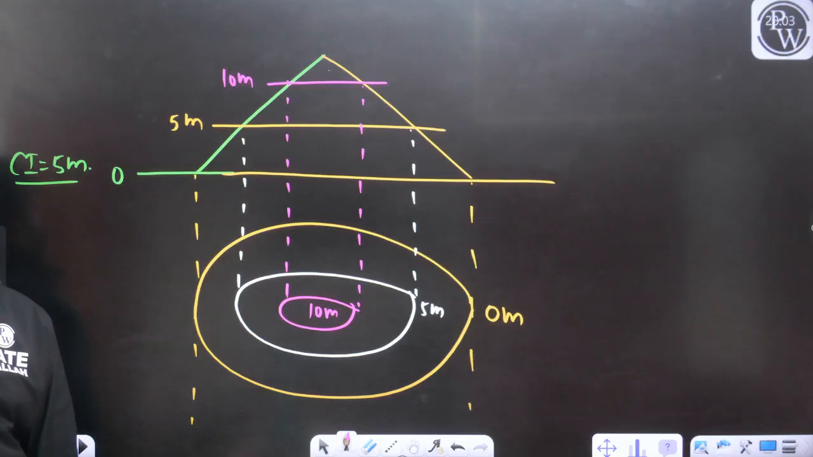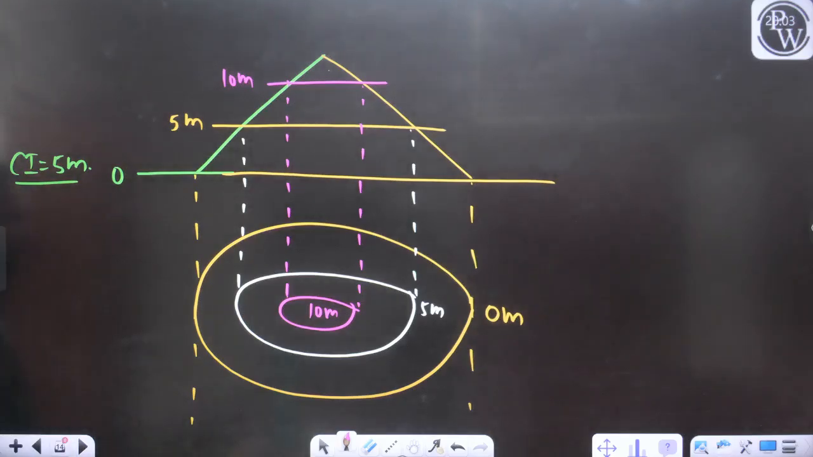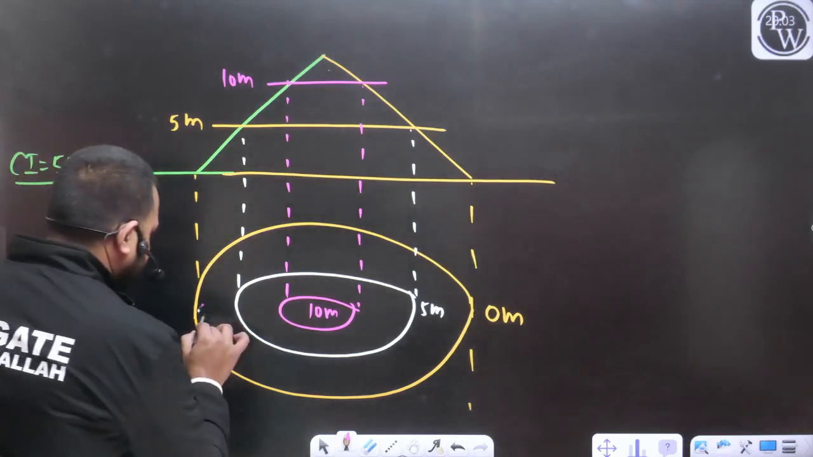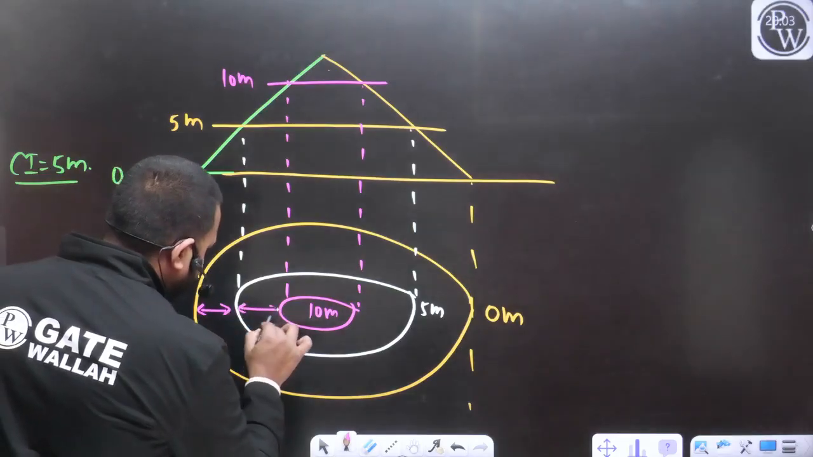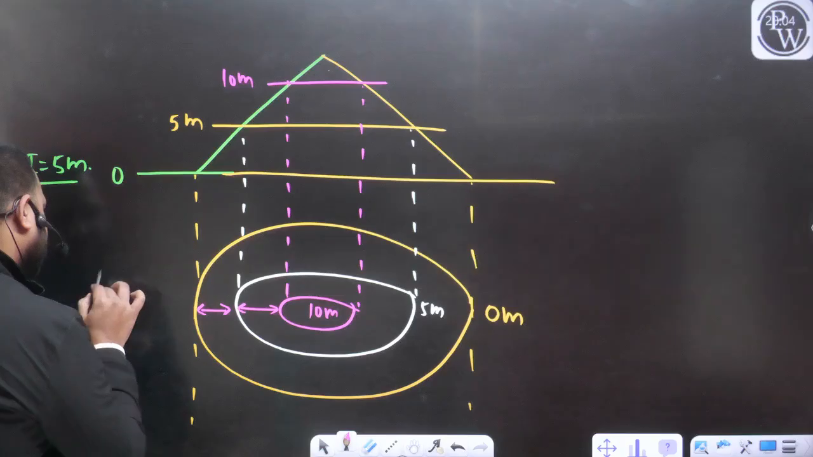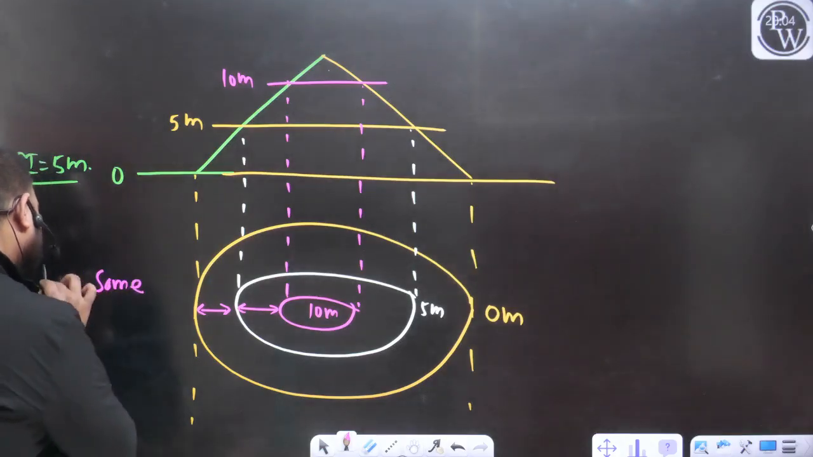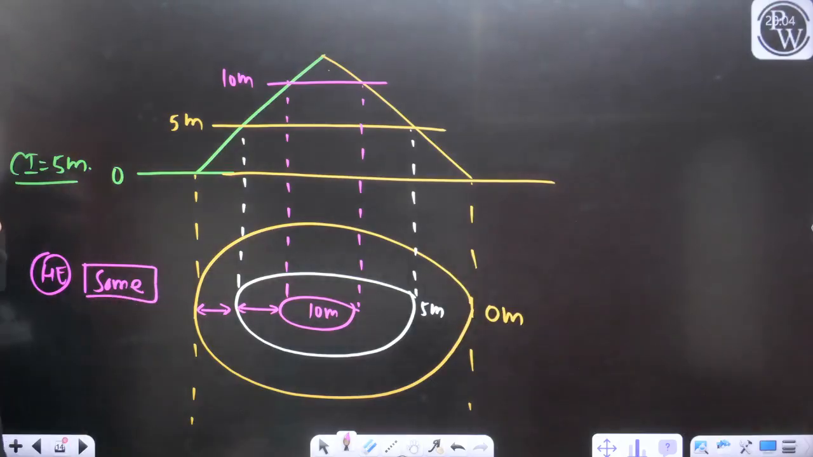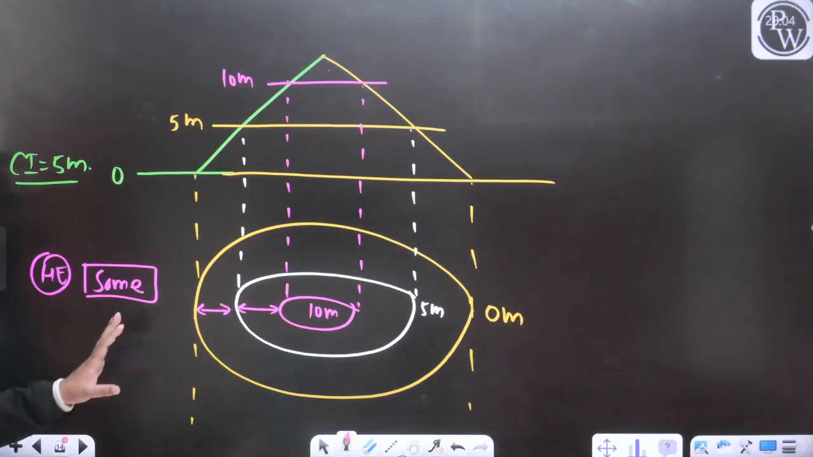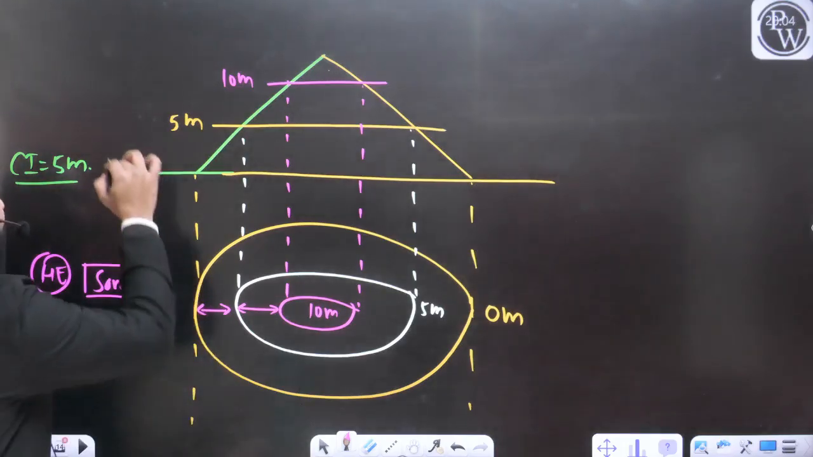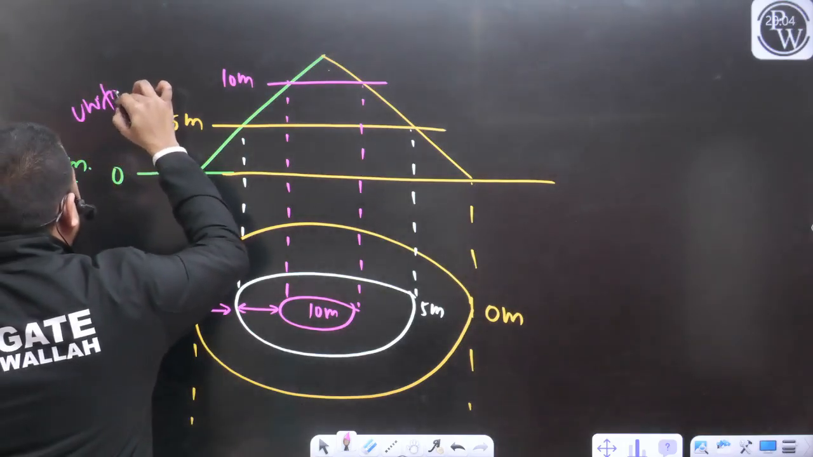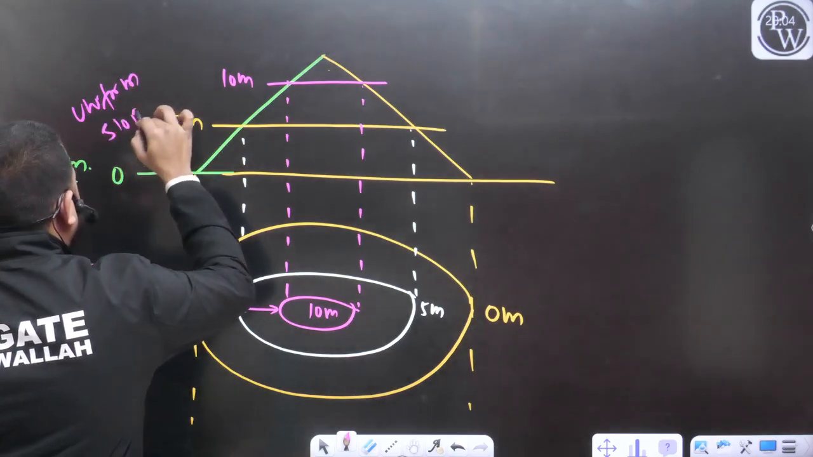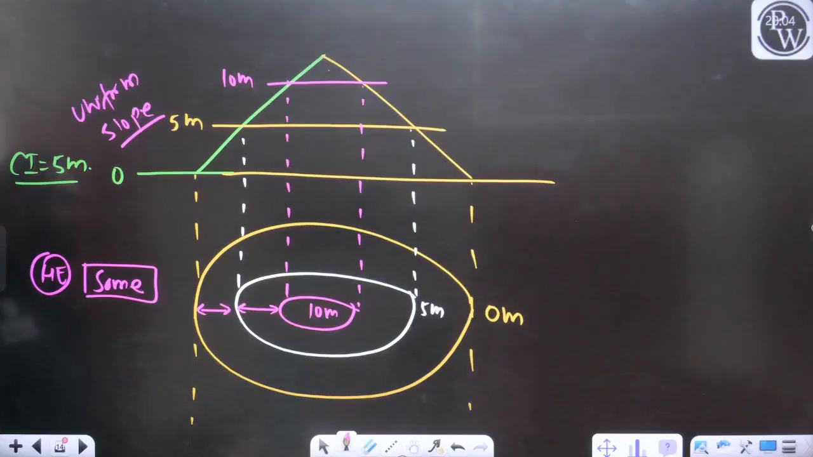Are these lines parallel to each other? And I can say the horizontal equivalence between these lines is also the same. Horizontal equivalence is the same and all the contour lines are parallel to each other. So can I say it will represent the uniform slope? It will represent the uniform slope.